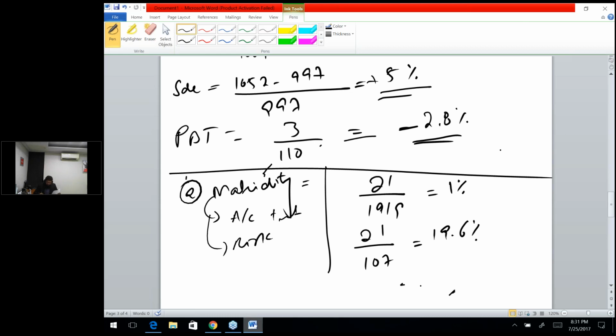Now, the first thing is, whenever you come across such a thing, you would say that inventory is 1% of the total assets, or inventory is 19.6% of the profit before tax, therefore it's material. Now you would say, why is it 19.6%? Why have you done it?